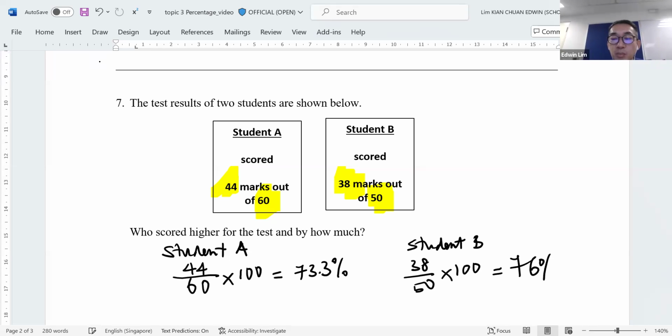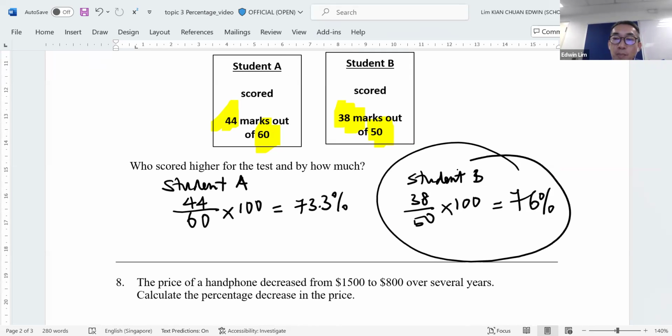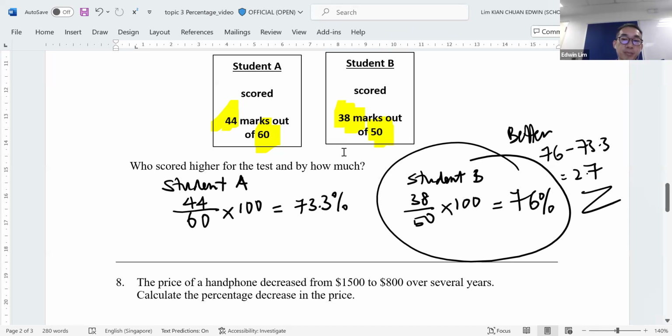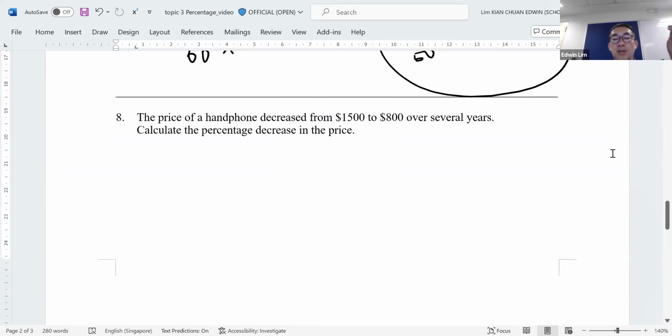so it's 76%. So based on this number, which one actually score better? All right, so student B actually score better because they get 76. By how much? By 76 minus 73.3, I'll get 2.7. All right, so this is how I do question 7. Okay, 2 more questions to go. All right, endure a bit.